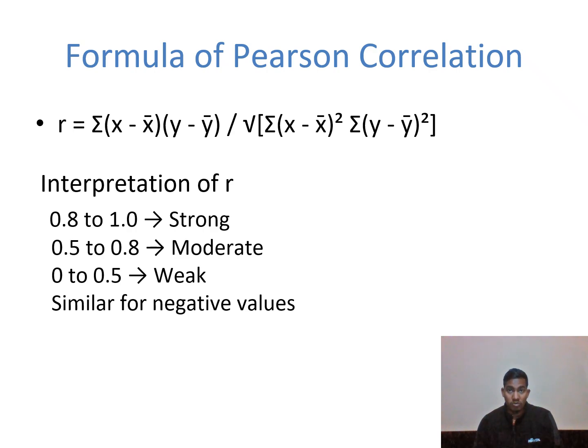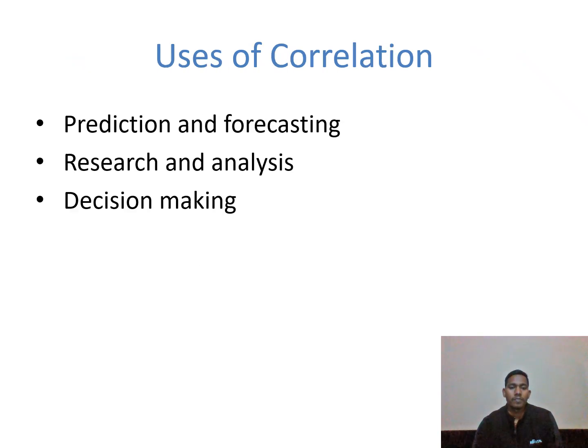And for the numerical values of R, 0.8 to 1 indicates strong correlation, and 0.5 to 0.8 shows moderate correlation. 0 to 0.5 indicates weak correlation. The same interpretations apply for negative correlation.